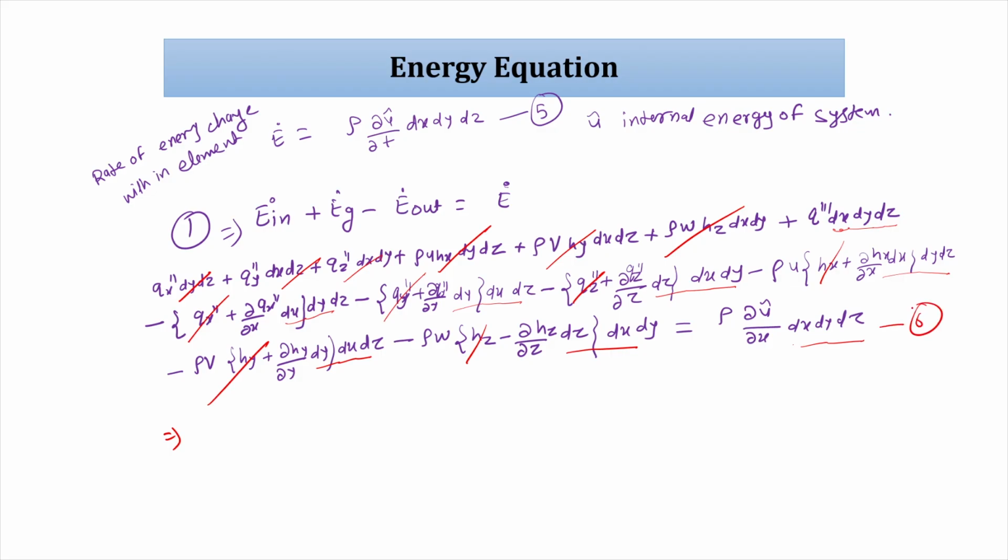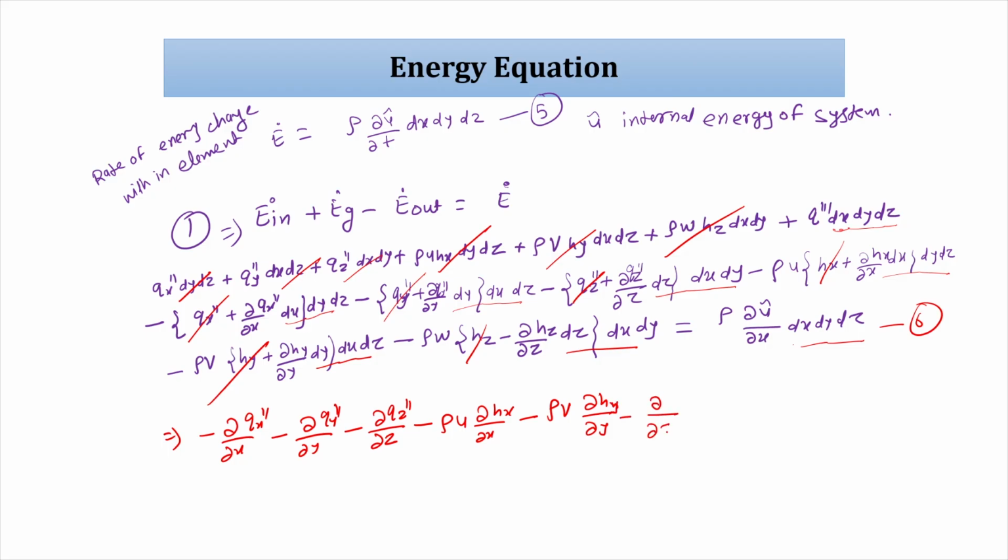equation number 6. We can write down minus del by del x q x double dash, minus del by del y q y double dash, minus del by del z q z double dash, minus rho u del h by del x, minus rho v del h by del y, minus rho w del h by del z, plus q triple dash equal to rho del u by del t.